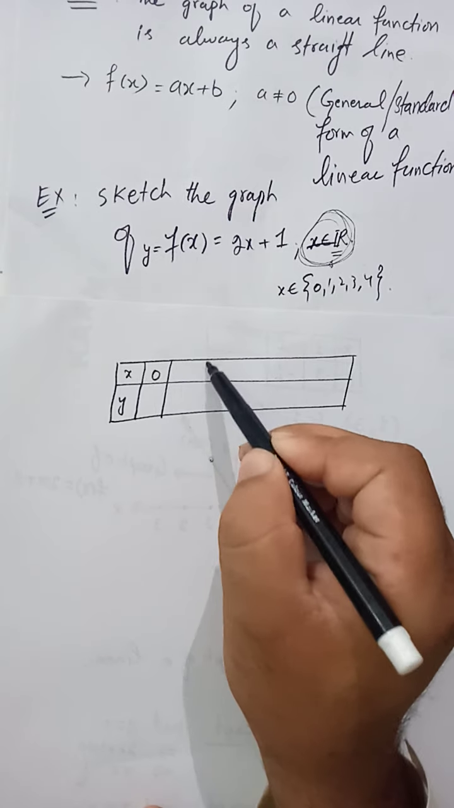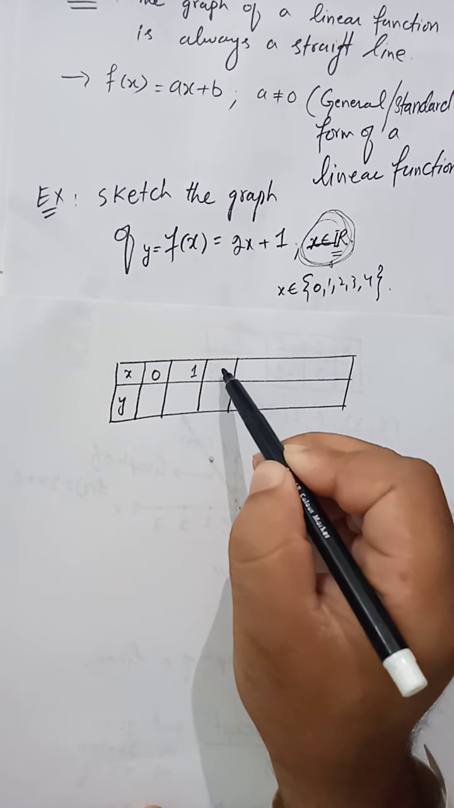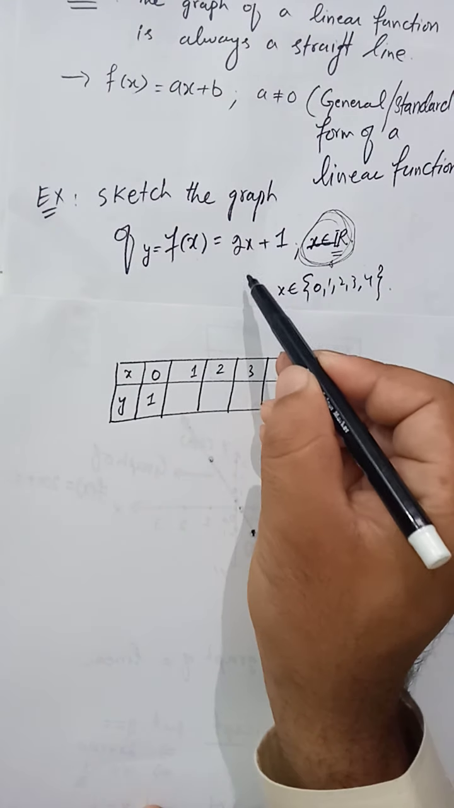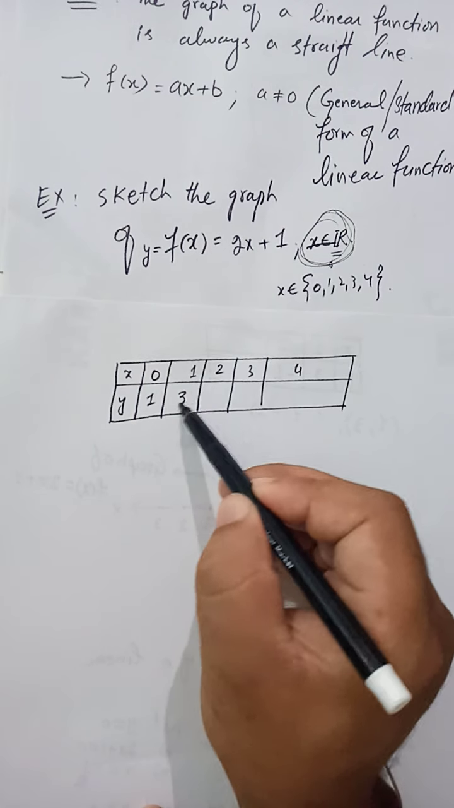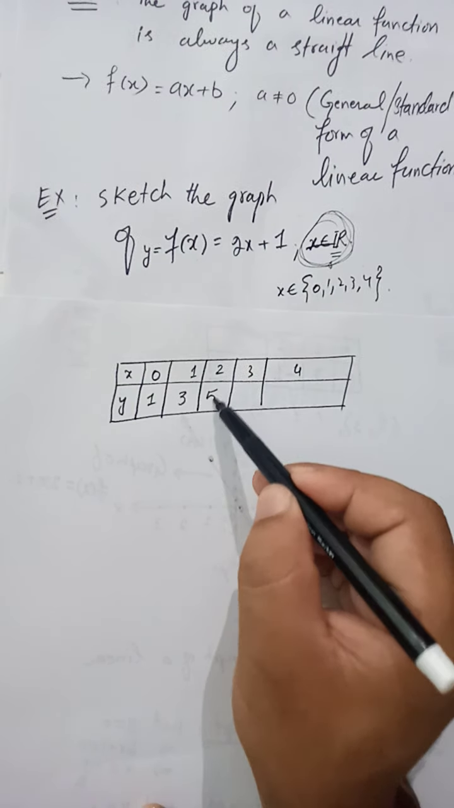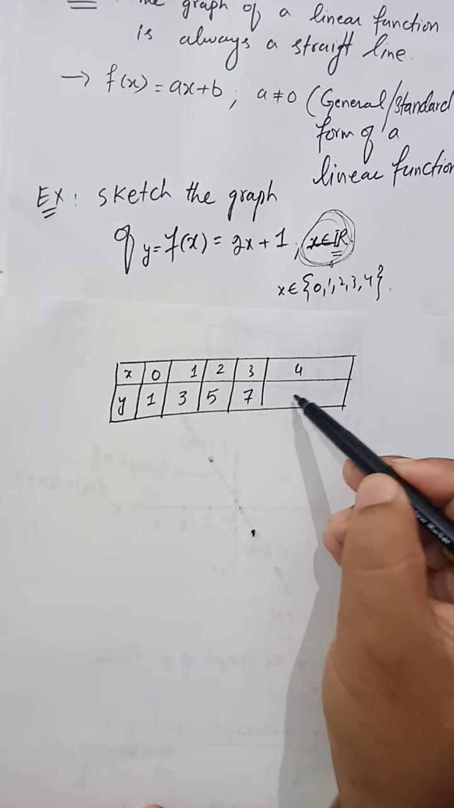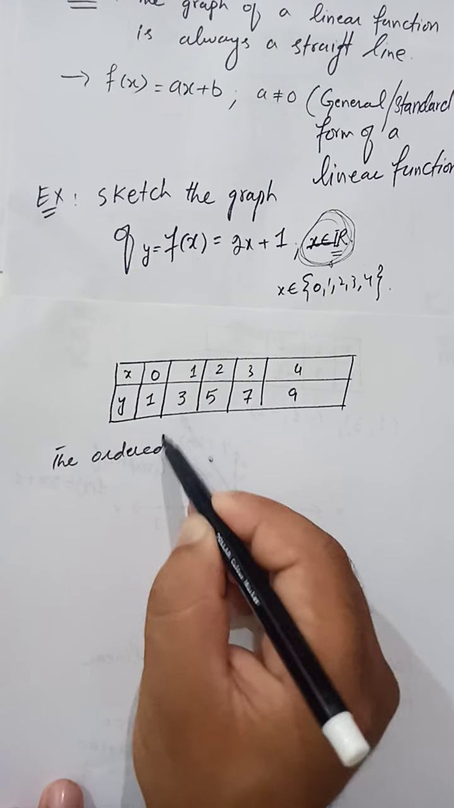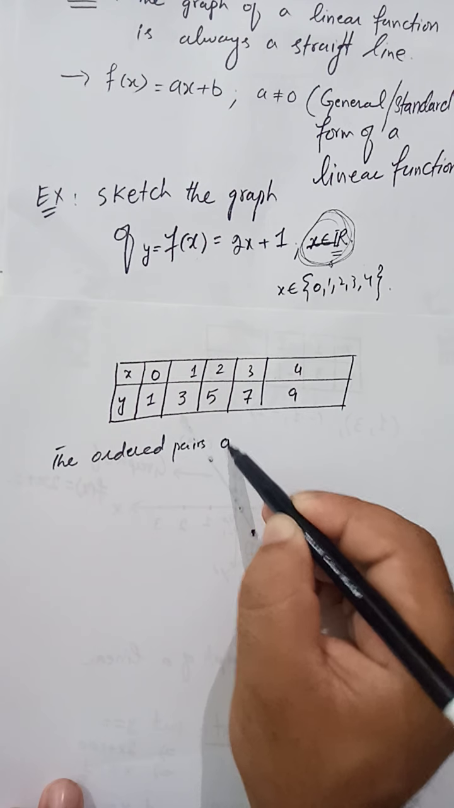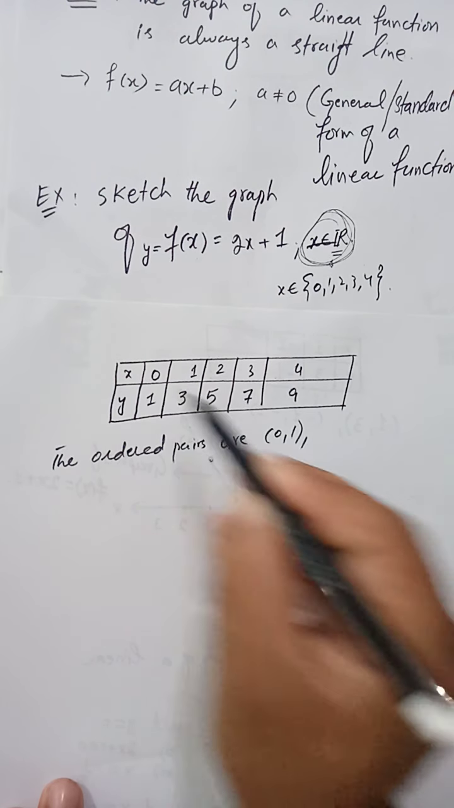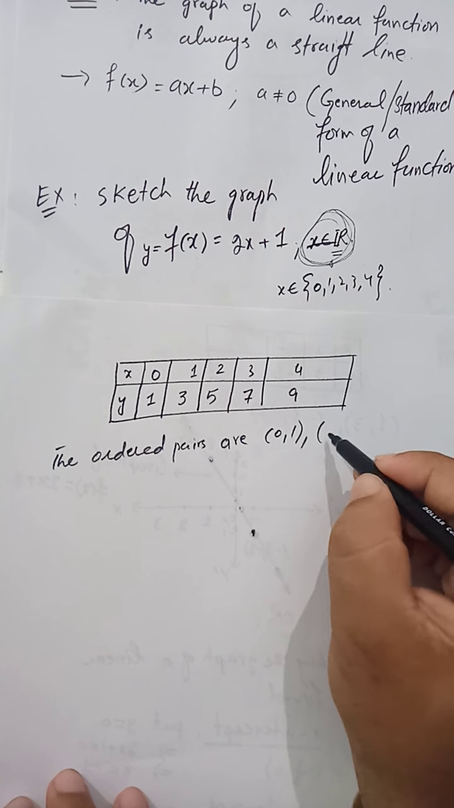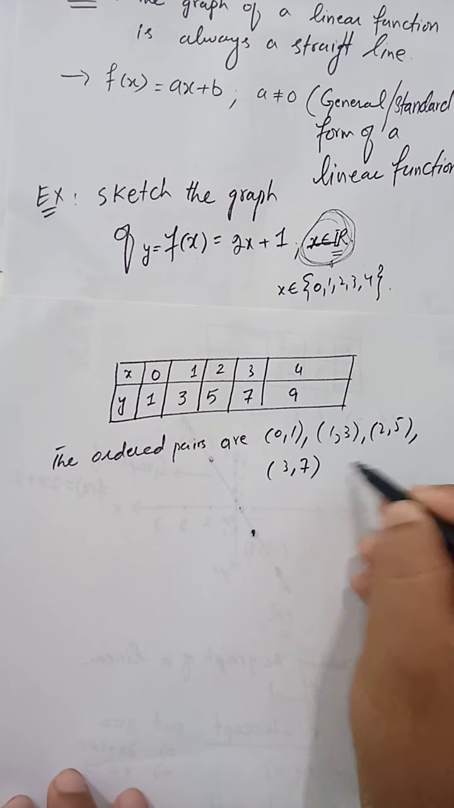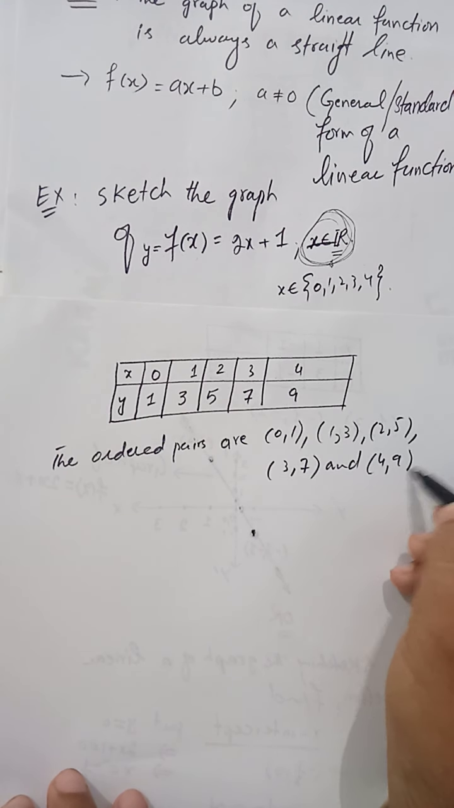So you need to put 0, 1, 2, 3 and 4. When you put 0, you will get 1. When you put 1, you will get 3. When you put 2, you will get 5. When you put 3, you will get 7. When you put 4, you will get 9. So the ordered pairs are (0, 1), x must be first in the ordered pair, (1, 3), (2, 5), (3, 7) and (4, 9).